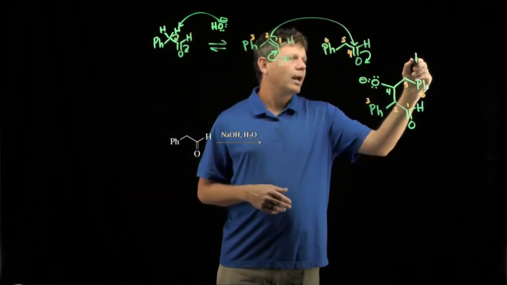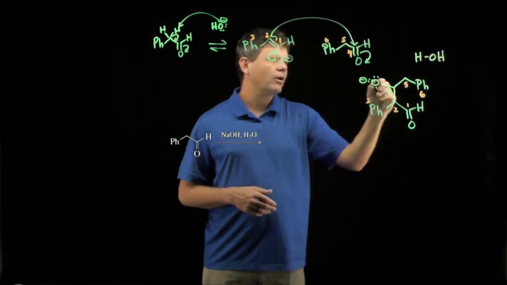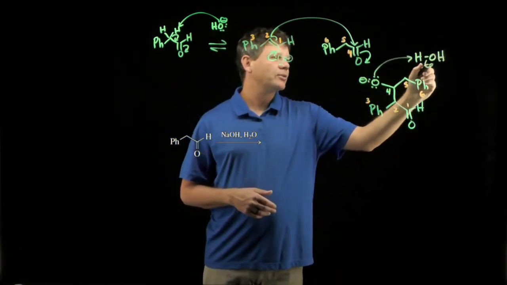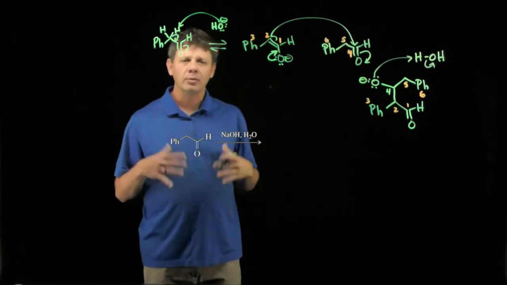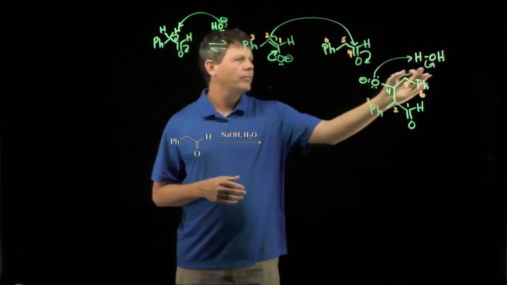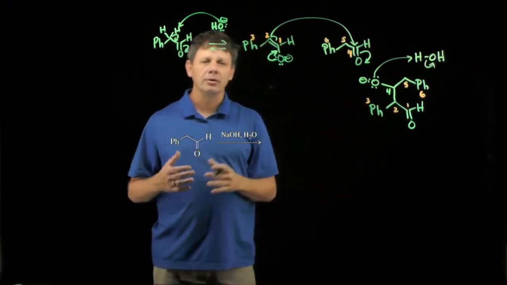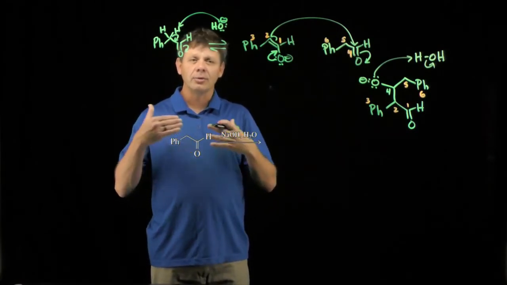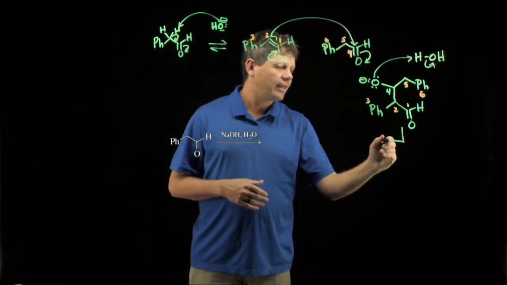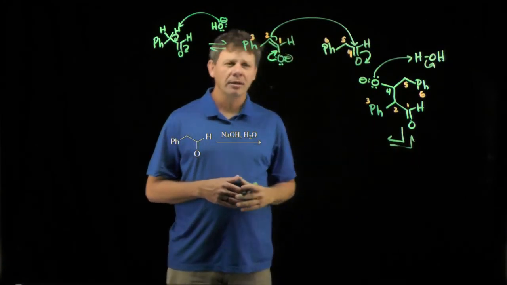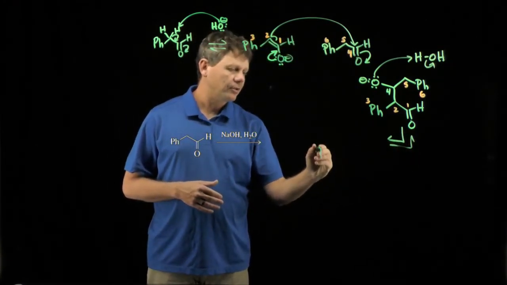Now we have water around. We can protonate that alkoxide to complete this reaction and regenerate hydroxide. We said that this was a base-catalyzed aldol. We're reforming the hydroxide that we used in the first step. That's what is doing the catalysis. That allows us to draw the product of the reaction, though, as follows.